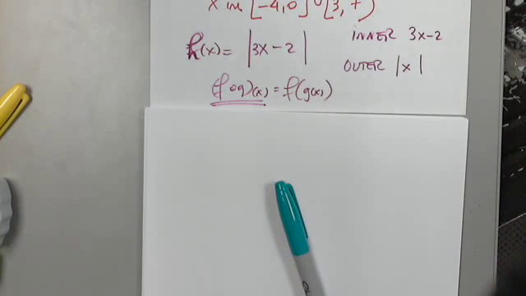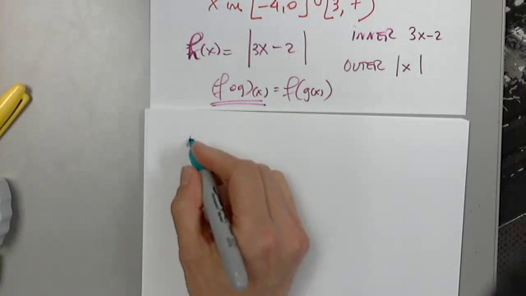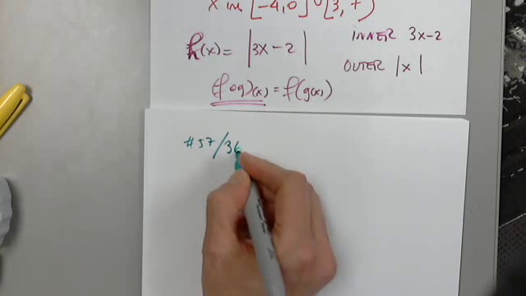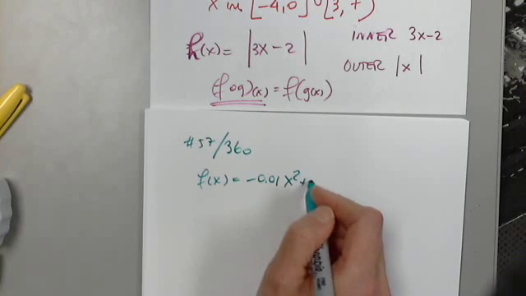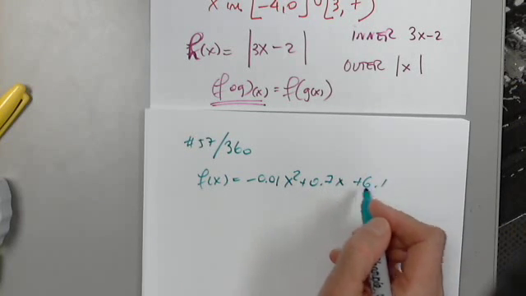And these are under quadratic functions. So let's take a look. Under quadratic functions, this is section 3.1. Okay. So we're given a function. This is problem 57 on page 360. We are given f of x, which is negative 0.01 x squared plus 0.7x plus 6.1.